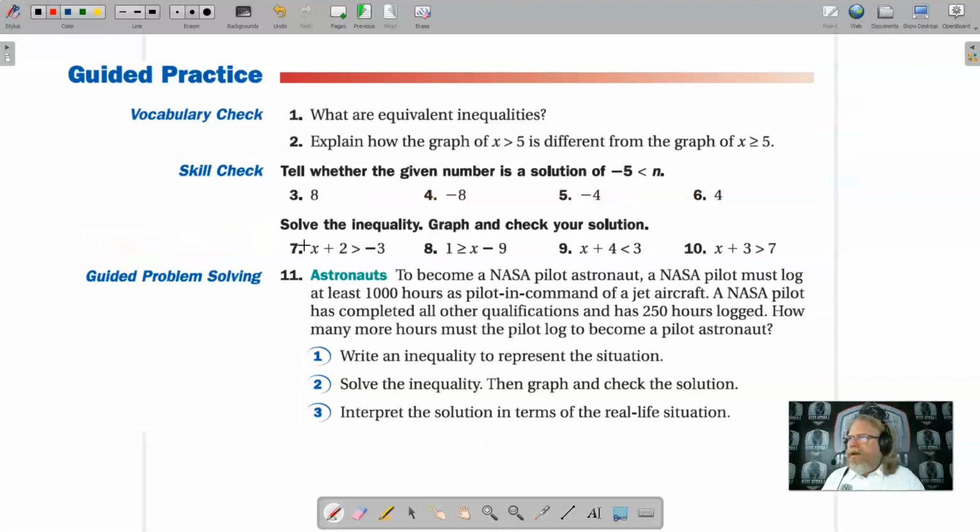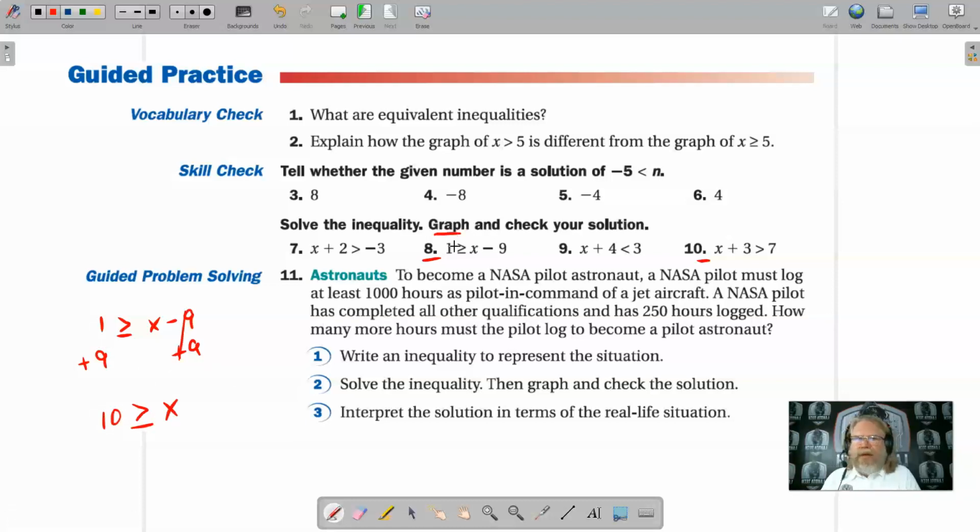All right, next we are asked to solve the inequality, graph and check your solution. So let's go ahead and do 8 and we'll do 10. Let's rewrite it: 1 is greater than or equal to x minus 9. So the x is tied to the 9 through subtraction. The opposite operation is addition. It's 9 that we want to get rid of, and what we do to one side, we do to the other. So the 9's are going to cancel each other. Our sign's going to stay the same. 9's cancel each other, leaving us with the x, and 1 plus 9 is 10.